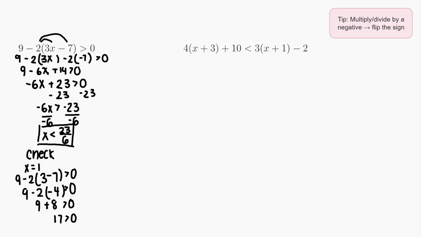Now, let's do the problem on the right. We're also going to distribute. First is our first step.